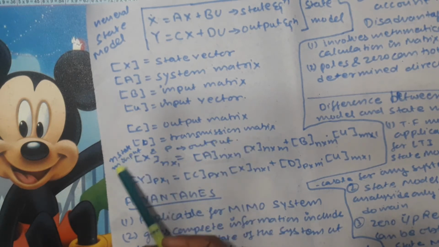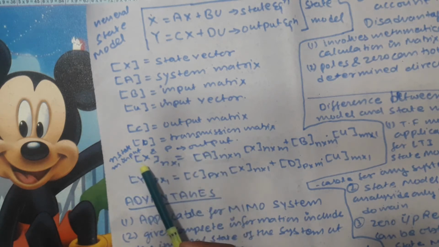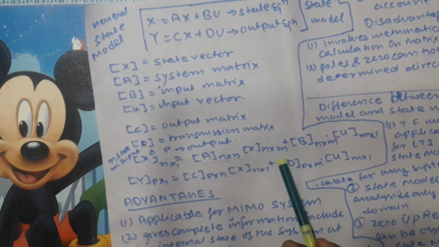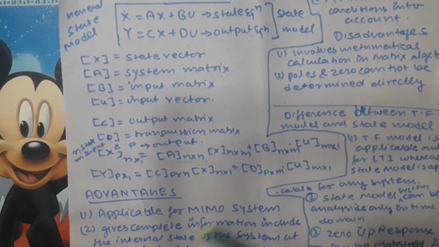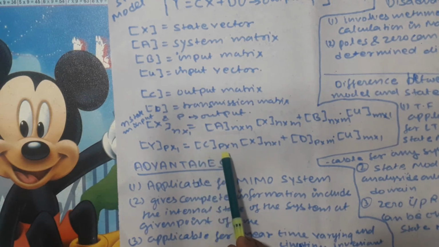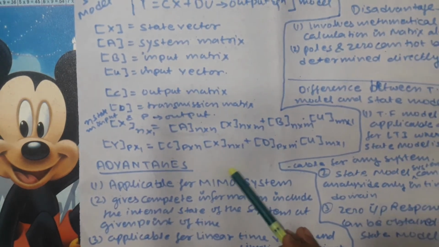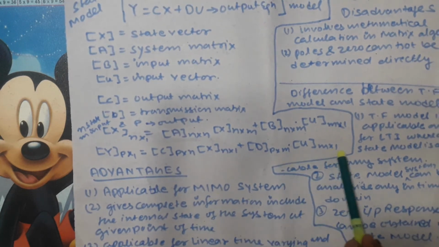So if there are n states, m inputs and p outputs, then the equation is x dash (n x 1) equals A (n x n) times x (n x 1) plus B (n x m) times u (m x 1), and y (p x 1) equals C (p x n) times x (n x 1) plus D (p x m) times u (m x 1).